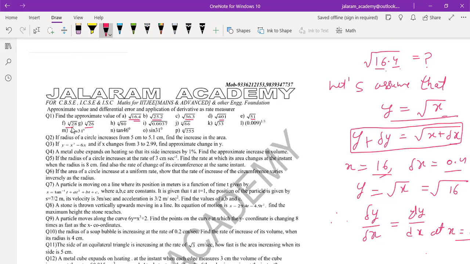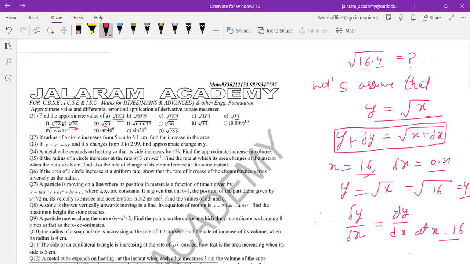Similarly, we can solve the questions involving cube root also with the same method. Cube root of 28 is nearest to 27, which is the cube of 3. 28 is 27 plus 1, so take delta x equals 1. And similarly, you can solve the other questions also. So continue to solve and continue to ask your doubts.